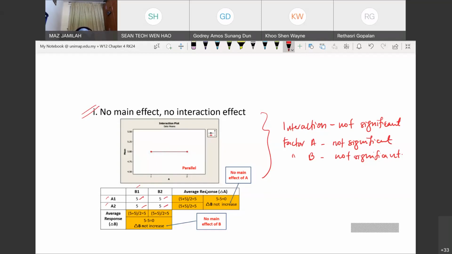In this case, you can see clearly there is no increase or decrease in the mean values. That's why we call it no effect of factor A, no effect of factor B, and the lines are parallel. Since they are parallel, we call it no interaction effect. Understand, class, for this one?